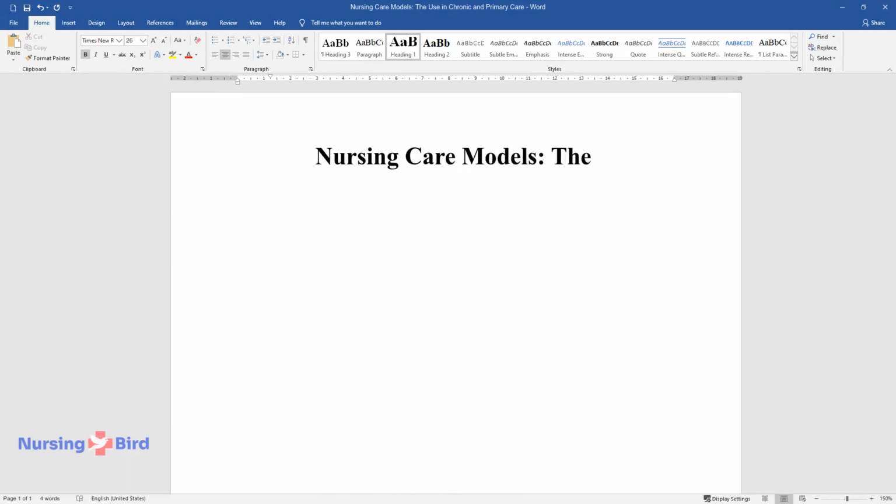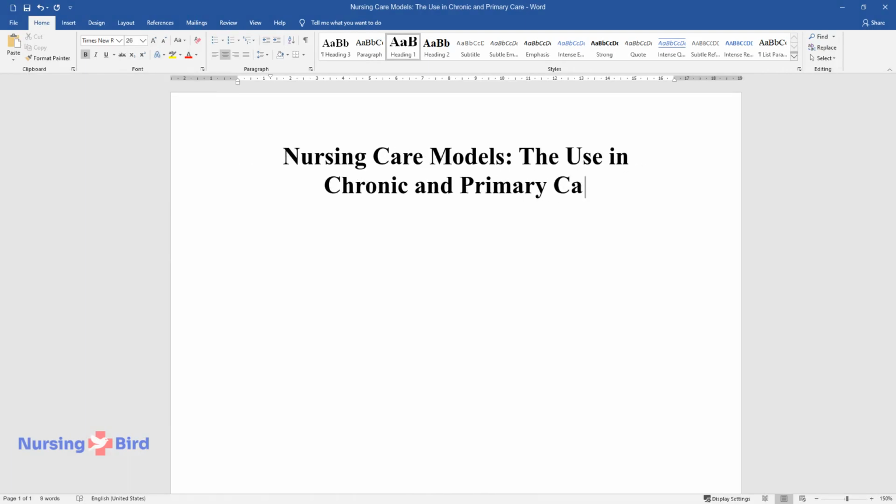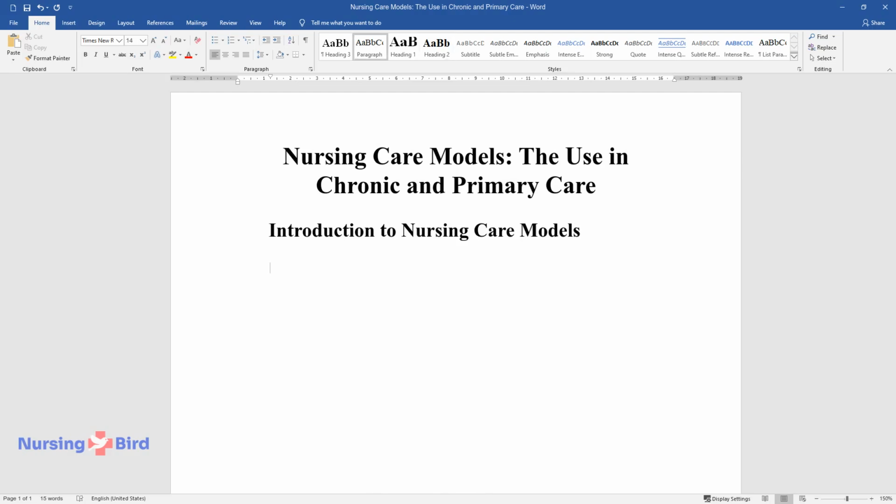Nursing care models, the use in chronic and primary care. Introduction to nursing care models. Inpatient facilities use various nursing care models in their practice, depending on the unique needs of patients and staff.